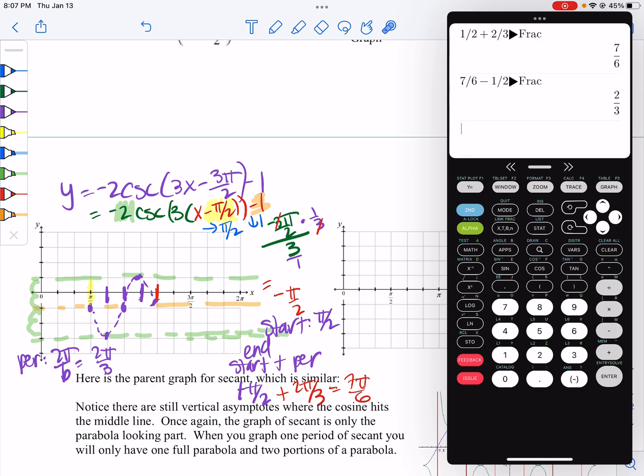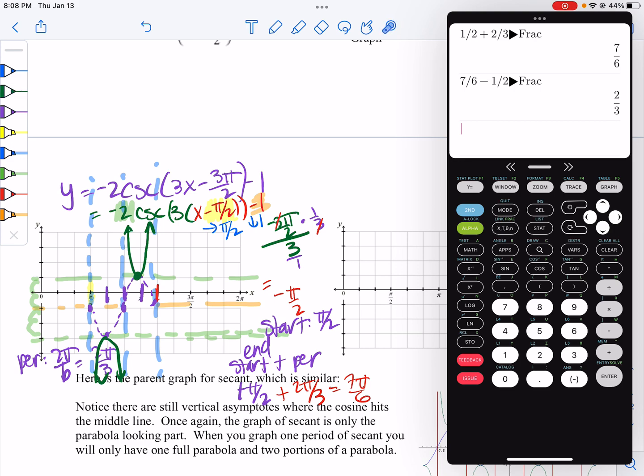All my asymptotes are where it hits the middle. Let's see, what color have I not used? Blue. Okay. So here at the middle is an asymptote, here at the middle is an asymptote, and here at the middle is an asymptote. So then I'm going to take the min and max from my sine graph, so here's my max, and I'm going to create this parabola-like shape. Again, it's not really a parabola because it's bounded by these asymptotes, so it doesn't go out forever, but it has that look to it.